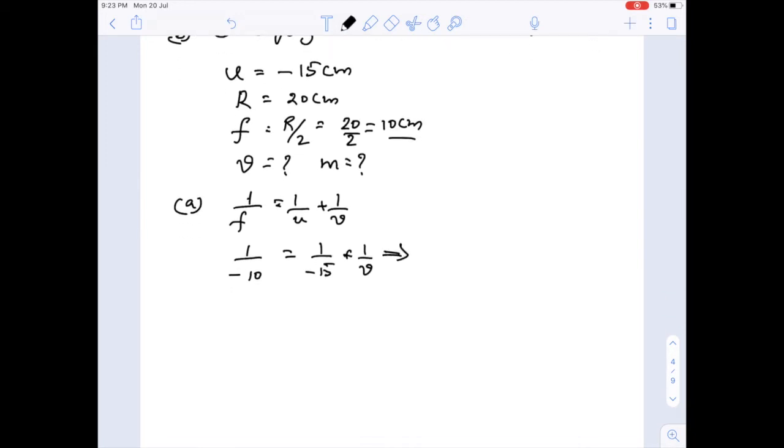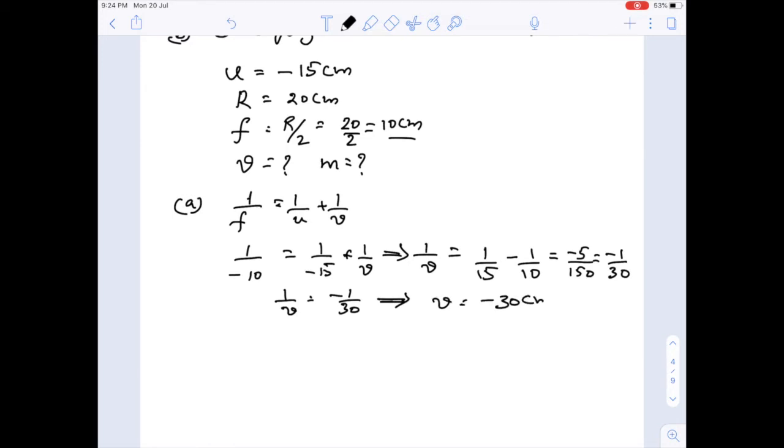which implies 1 by v is equal to, I will take this minus 1 by 15 to the other side, then it becomes plus. So, 1 by 15 minus 1 by 10. That can be written as minus 5 by 150, or minus 1 by 30. So, 1 by v is equal to minus 1 by 30, which implies v is equal to minus 30 centimeters. V is minus 30 centimeters.